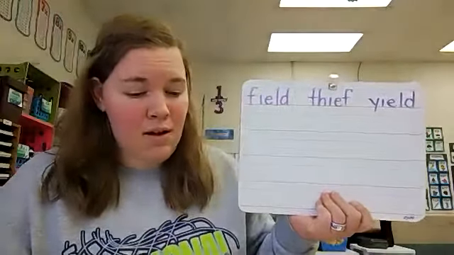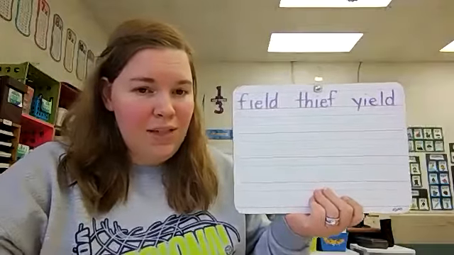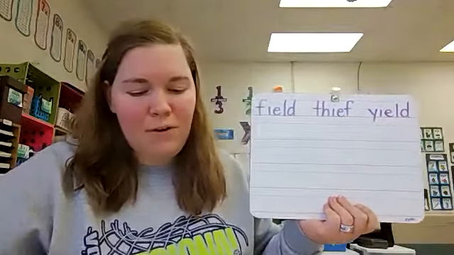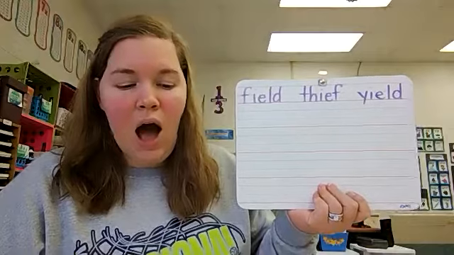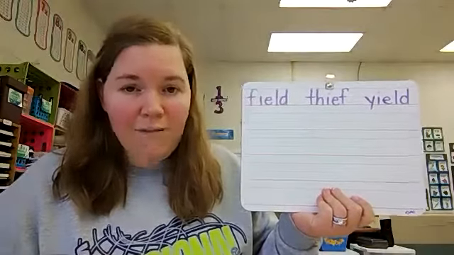Listen to these words and I want you to repeat them. Field, thief, yield. What sound do you hear in the middle, in the medial position of field, thief, and yield? Do you hear the E sound? Let's look at these words on my board. Field, thief, yield. Like I said, we're talking about two letters today for a digraph. What two letters are making the E sound? IE. This is digraph IE.